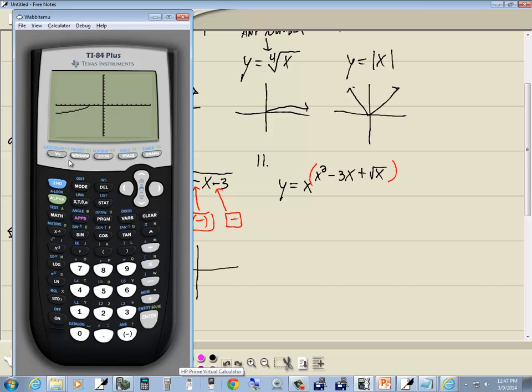So I'll press my y equals, press my clear, I'll do my x key, caret, that's how you always do a power, put my beginning parentheses for the exponent, and then I got x squared, so I press my x key, then my squared, minus 3x, plus, and then square root of x. So second x squared, and then I'll put an x. Closing parentheses on the square root, closing parentheses on the exponent, and then graph.